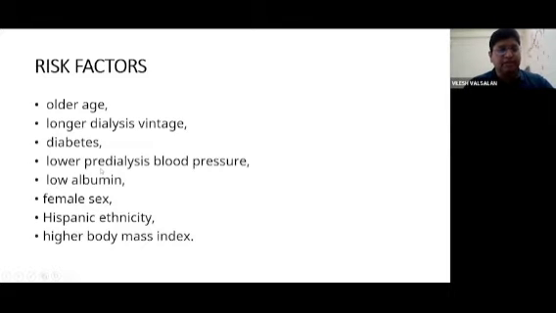Low pre-dialysis blood pressure. So they're coming to the dialysis unit with a blood pressure of only, say, 110/60 or 115/75, low blood pressure. People who have got low albumin levels, so their albumin, which is maintaining the oncotic pressure of blood, is on the lower side. So they have chances that they can have hypotension easily, as it becomes a confounding factor. Female sex, Hispanic ethnicity, and a higher body mass index. So obese people are also at risk of getting intradialytic hypotension.